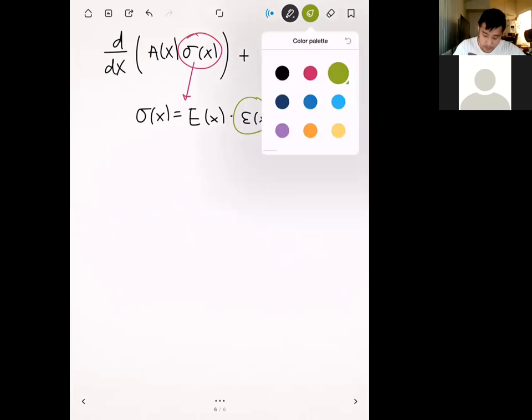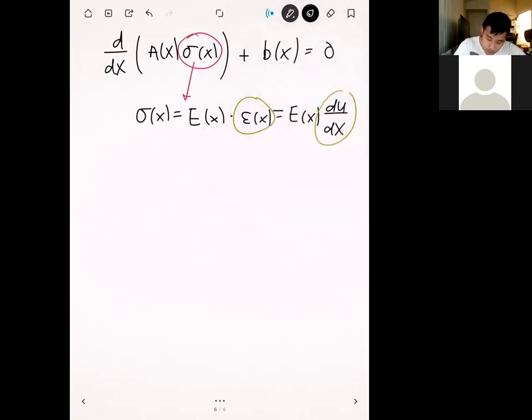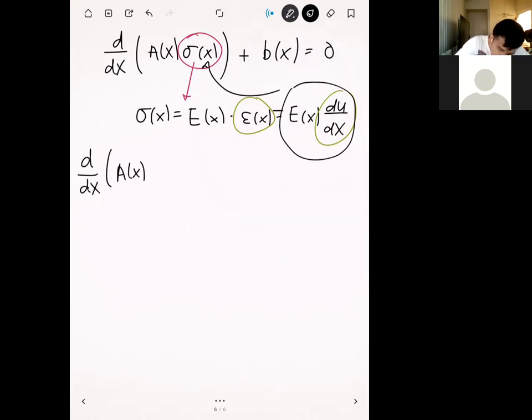And so with that substitution, if we plug this in for sigma of x, then we're going to have our differential equation in terms of u. So let's go ahead and do that. We have d/dx of A of x E of x du/dx, plus b of x is equal to 0. Remember, we haven't made any assumption on the area or the Young's modulus, so those can vary with x.